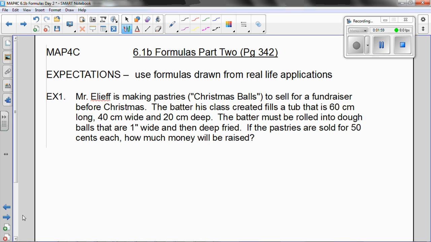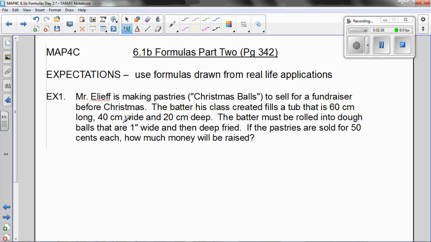Okay, here we go. 6.1 formulas part 2, and these problems are quite challenging. Very similar to problems that we did back in the measurement unit. The measurement unit was unit 2, where we did all the surface area and volume problems, and these kind of fit in there, but more challenging problems, and we're going to use some algebra.